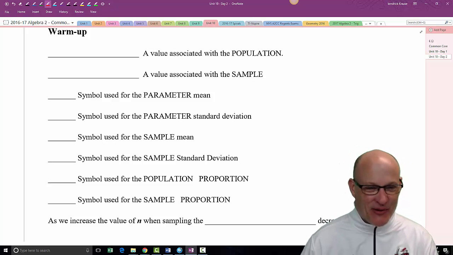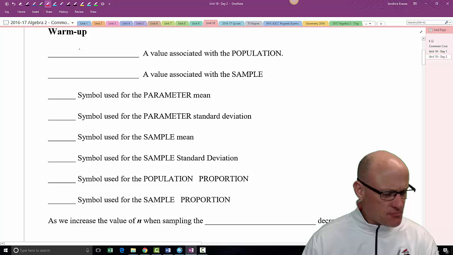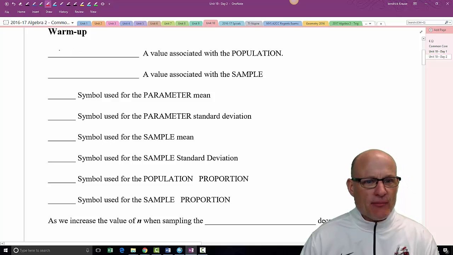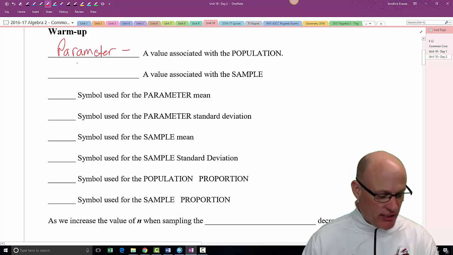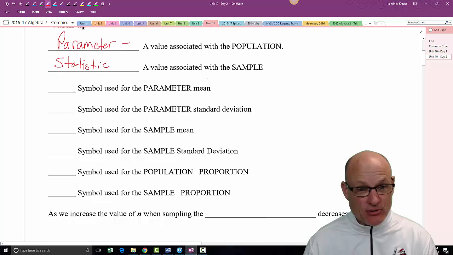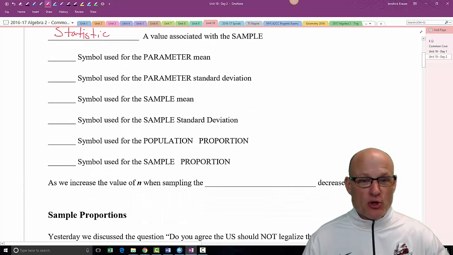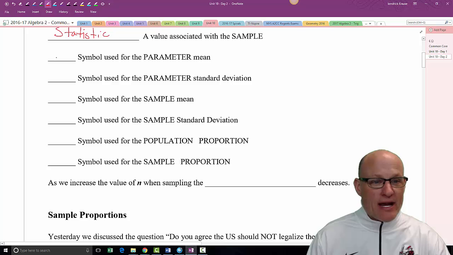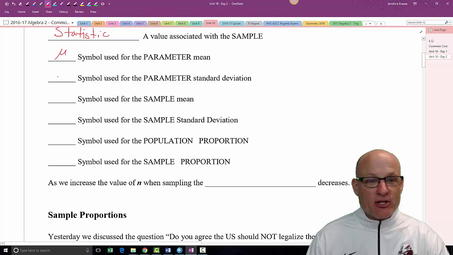Hey, you're back. I hope you paused it. Got a good screenshot. A parameter. I probably should have put a parameter. Parameter: a value associated with the population. Statistic: a value associated with the sample. What's the symbol used for parameter mean? Parameter mean, in other words, the population mean, that's mu. Parameter standard deviation, that's sigma.